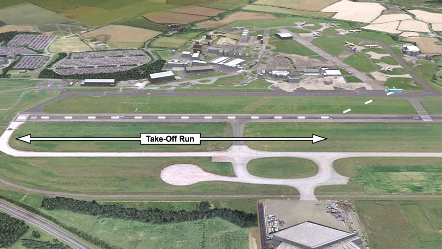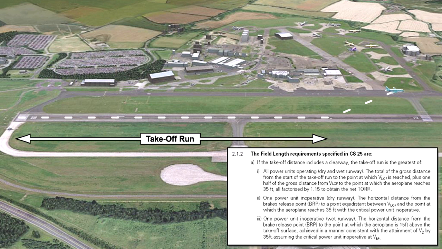But before we look at the requirements, remember that the takeoff run is the ground section of the takeoff, in other words, from brake release to liftoff. However, in the following requirements, you will see that safety margins are introduced, which means that the net takeoff run is longer than the actual gross takeoff run. Let's take a look at the first of the field length requirements, which is the takeoff run. This is shown in Part A.